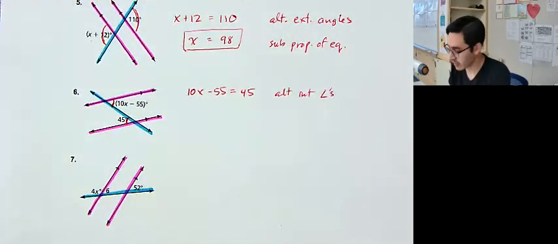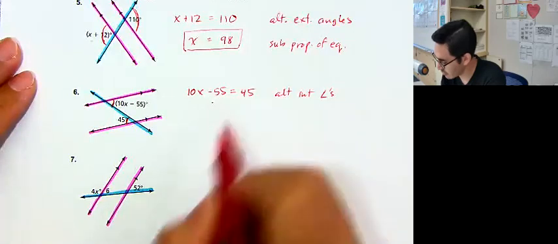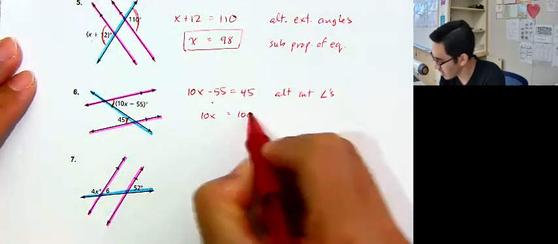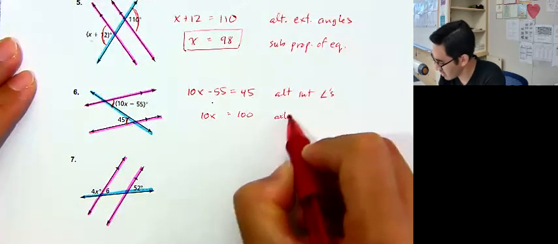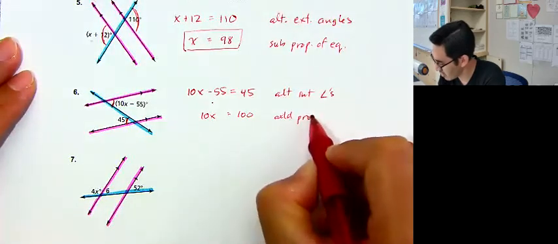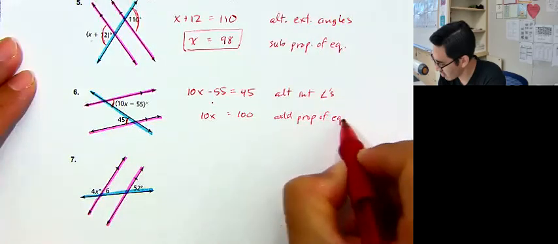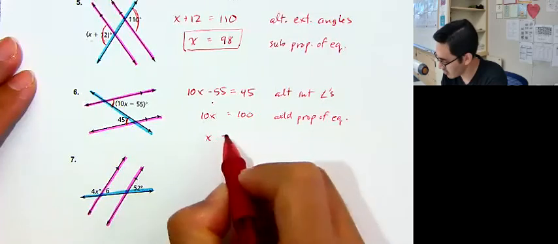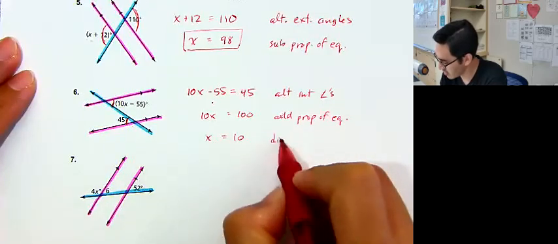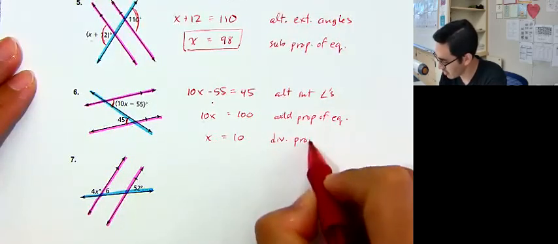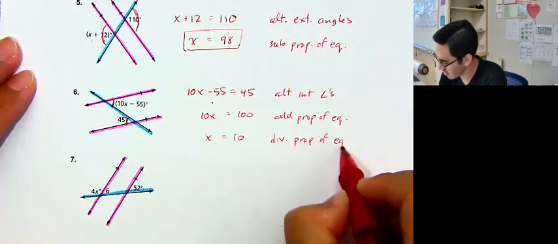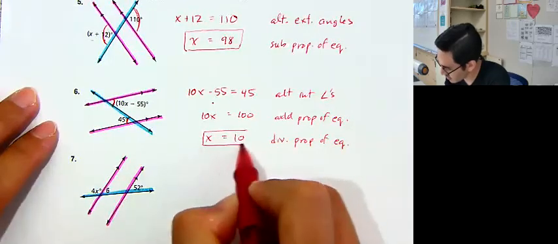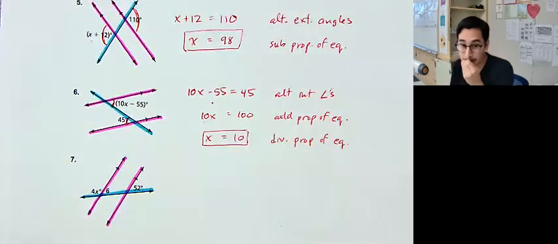Okay. And then we're just going to do some algebra now. So we can add 55 to both sides. So we get 10x equals 100. So that was the addition property of equality. And then we can divide both sides by 10. And so we get x equals 10. So we use the division property of equality. Okay, go ahead and box our answer.